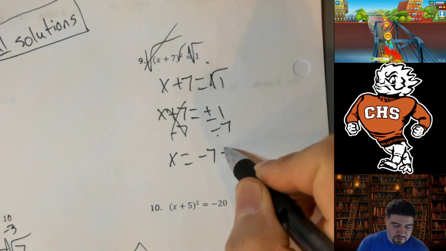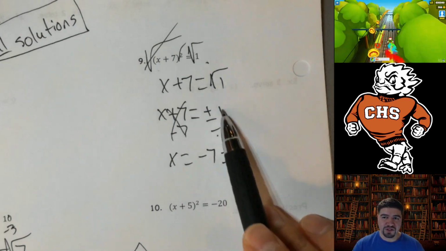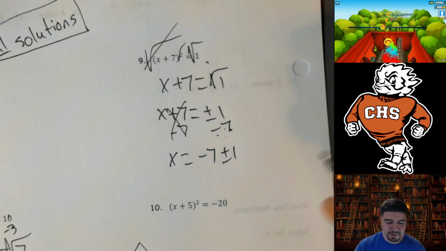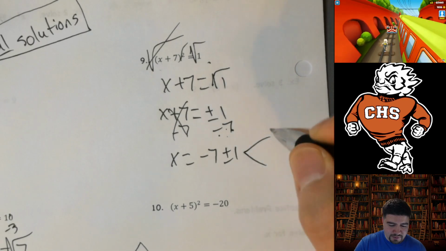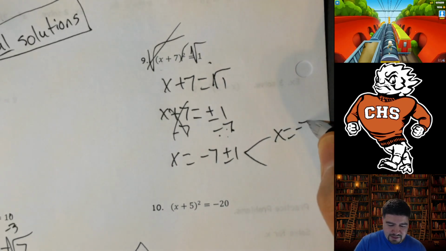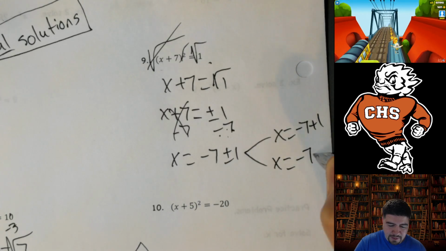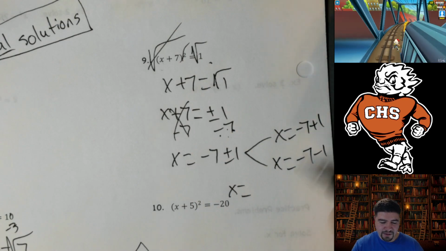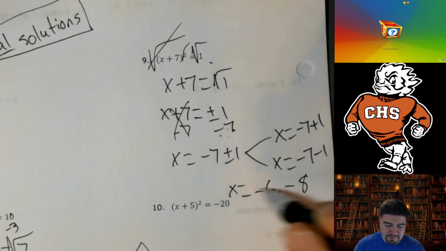So I'll have negative 7 plus or minus 1. The reason why I flipped these two numbers around is because I like to have the plus or minus second. That's just my personal preference. You can do whatever you want. Okay, separating the two, x equals negative 7 plus 1, x equals negative 7 minus 1. And so when I do that math in my head, I know the first answer is going to be negative 6, and the second answer will be negative 8.